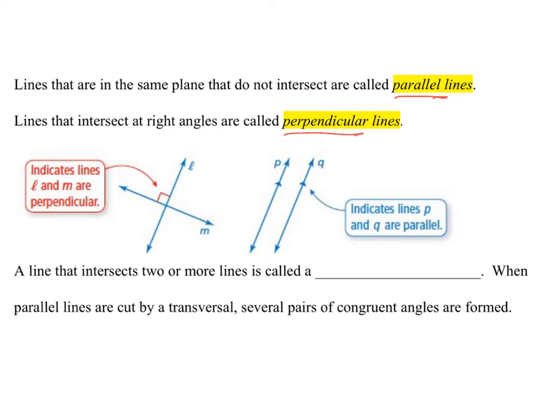So parallel means that they are never ever going to intersect. So like in this picture here, these lines are parallel. And when they do intersect at a very specific angle, at 90 degrees, like over here, those are called perpendicular. So to this, we're going to be adding a new word. A line that intersects two or more lines is called a transversal. When parallel lines are cut by a transversal, several pairs of congruent angles are formed.